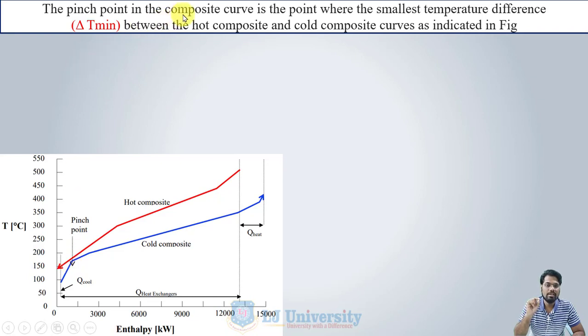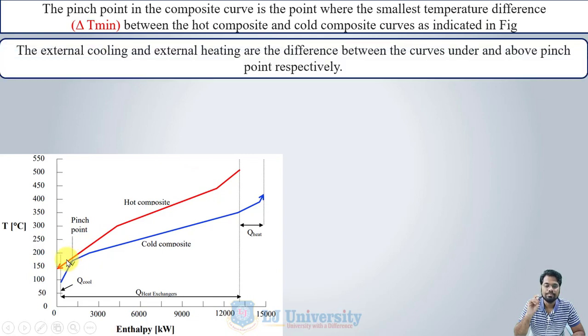The pinch point in the curve is the point where the smallest temperature difference occurs between the hot composite and cold composite curve, as indicated in the figure. So for this example the pinch point is somewhere here. The external cooling and external heating are the differences between the curves under and above the pinch point respectively.